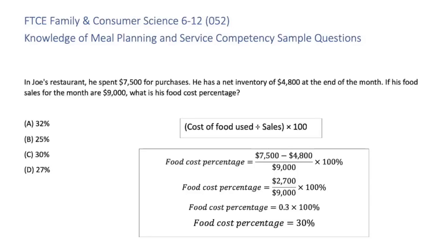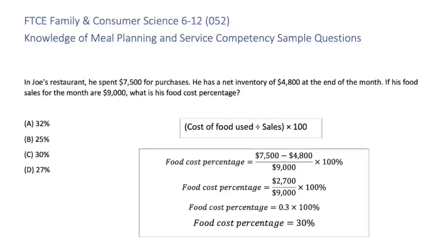Examining the context clues of this question, we're going to look at the term purchases and net inventory because that indicates this is a food cost calculation question. Anytime you see percentage in this context, I want you to think of the formula cost of food used divided by sales times 100. We're looking at restaurant operations, food service math, and inventory management in a question like this. So let's go ahead and do the math.